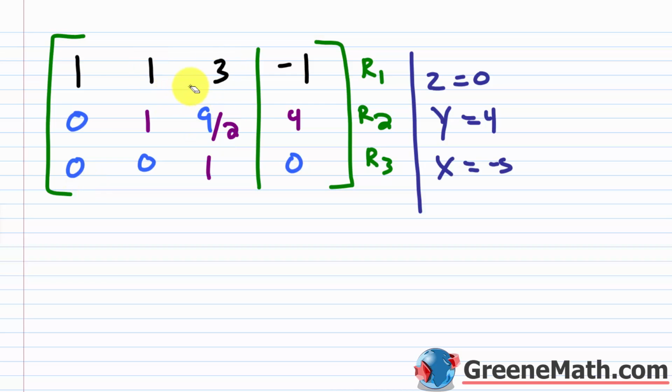I'm going to start with this one right here in my middle column. Again, I'm going to use this 1 to my advantage. I'm going to multiply row 2 by -1, which is the additive inverse of +1.